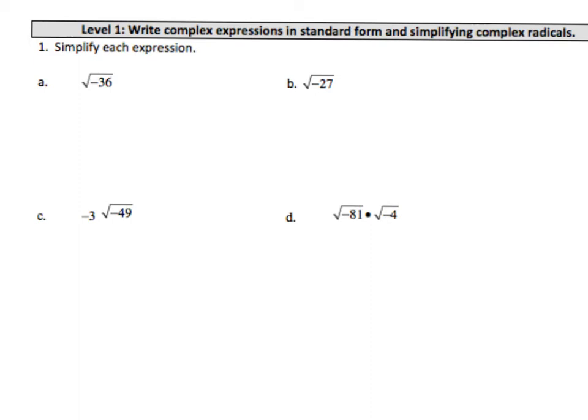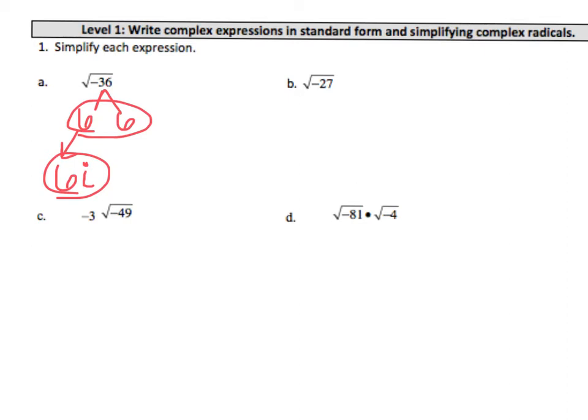With the square root, I'm still going to break it down how I normally would into 6 and 6. And then since I have a pair here, I can take the 6 out. But because the 36 is negative, I'm going to have a 6, but I'm going to include an i in it to represent that it's imaginary.